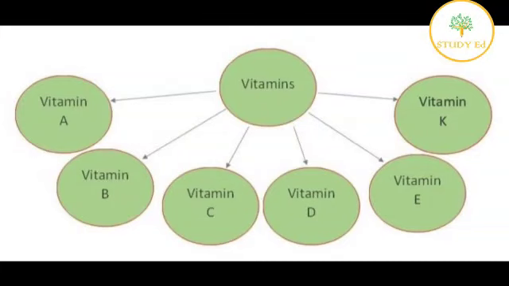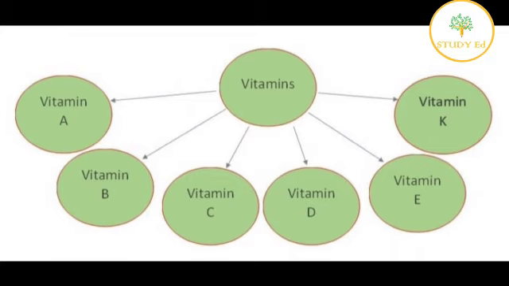Now let us take a look at vitamins. Vitamins help our body to fight against diseases. They also help in keeping our eyes, bones, teeth and gums healthy. Now there are different kinds and names of vitamins, that is vitamin A, vitamin B, vitamin C, vitamin D, vitamin E and vitamin K. Each one of these has different functions to play in our body.